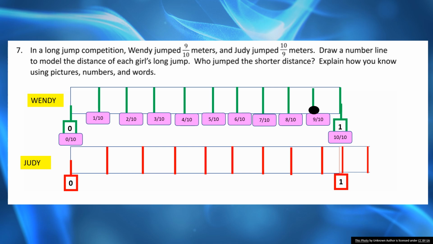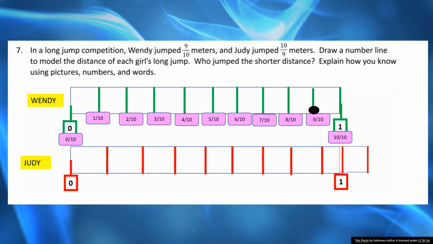Oh, but wait a minute. I just had to put another one there. Why? Look at the question. It said Judy jumped 10 ninth meters. Well, if I stopped at 1, right? If I stop at 9 ninths, then I won't have enough ninths to represent Judy's jump. So I had to add another ninth so that I could have 10 ninths. So add another little square. And we need that square so that we can represent the word problem correctly.